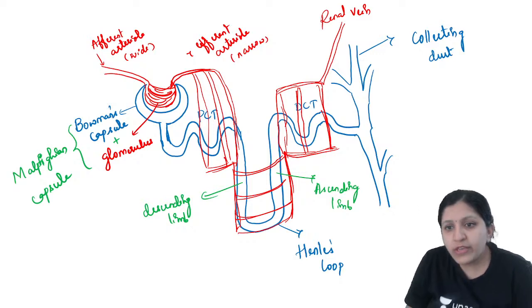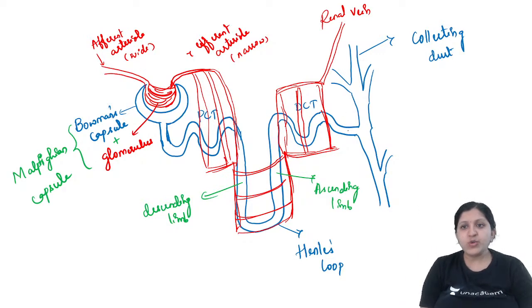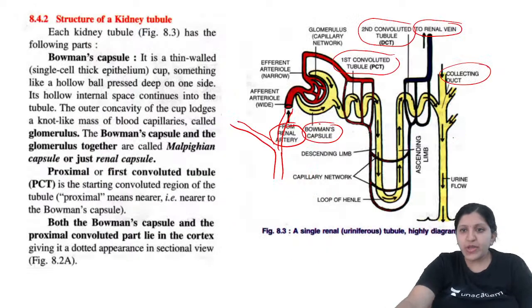Once the urine formation occurs, urine is going to be collected from different nephrons, and this is the urine flow direction. So urine is going to flow in this direction. Is the structure clear here? So descending limb, and these are the capillary network which I already said.